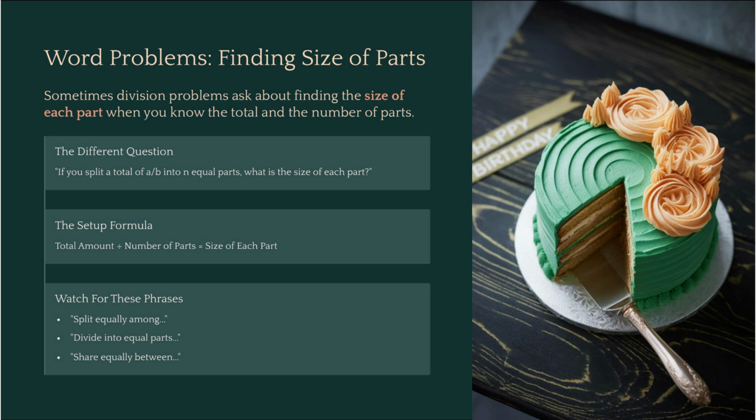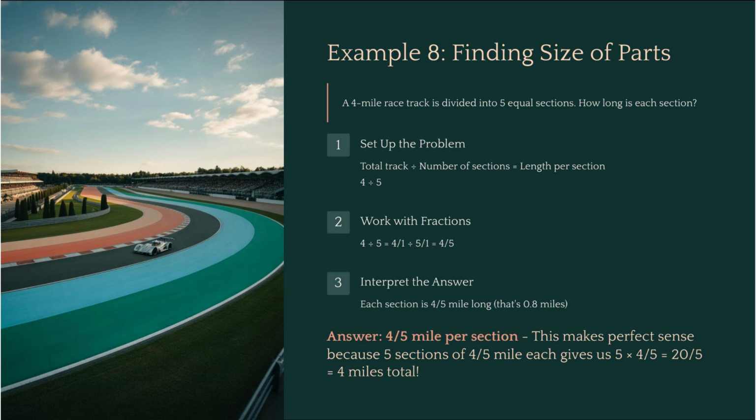The other major type of fraction division problem is finding the size of each part. You are told the total amount and the number of parts it's being split into, and you have to find the size of those parts. The setup is the total amount divided by the number of parts. Since the number of parts is a whole number, you just write it as a fraction over 1 before you use KCF.